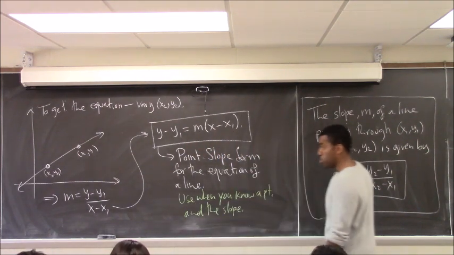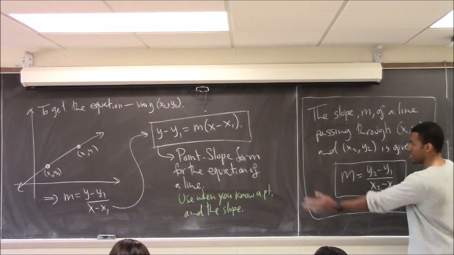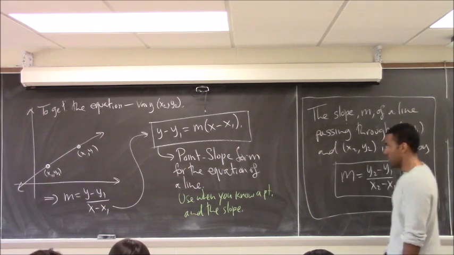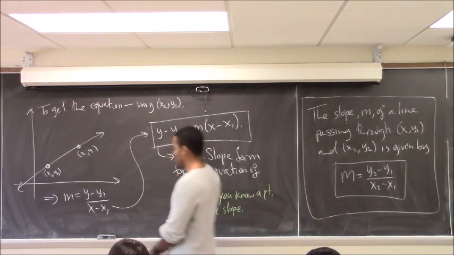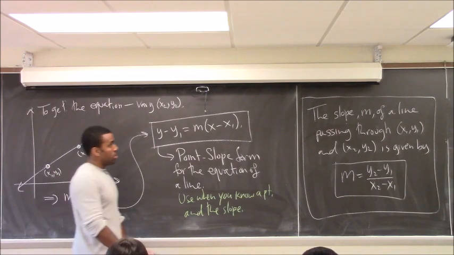Of course, if you know 2 points on the line, you can actually create the slope and then use either one to get to that. But this is called the point slope form for the equation of a line.